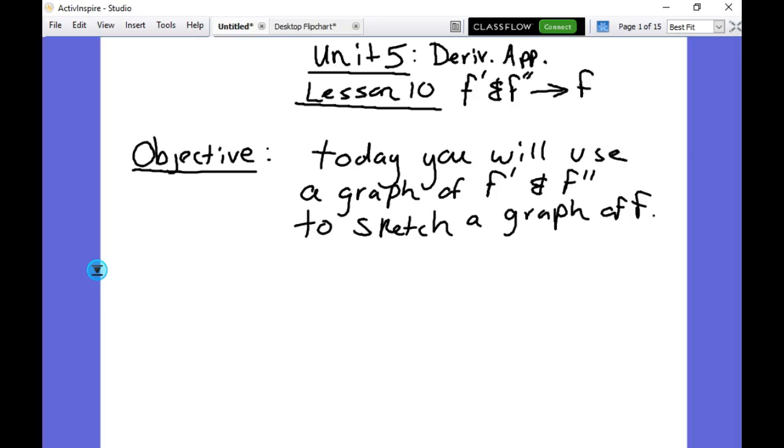So today, we're going to be doing the opposite of what we did yesterday. Yesterday, I gave you guys a graph of f, and from that you sketched f prime and f double prime. Today, we're going to start with f prime or f double prime and sketch the graph of f. Okay?